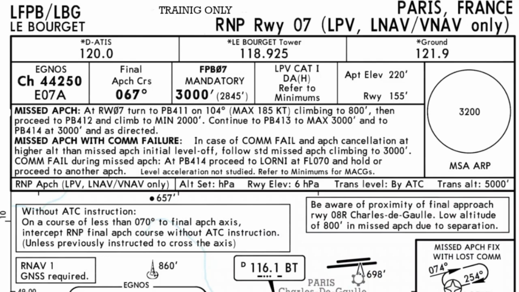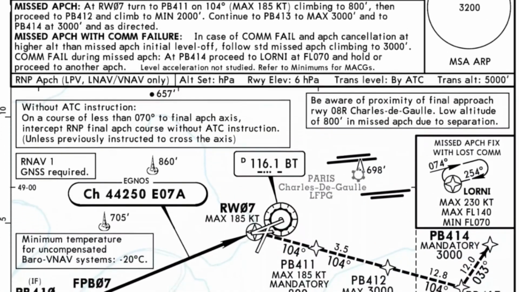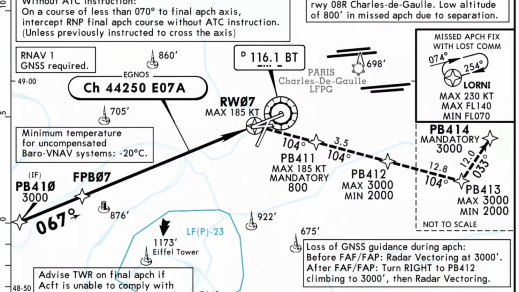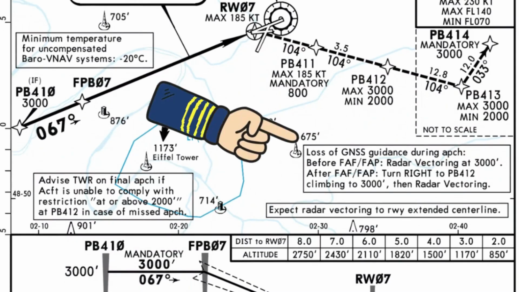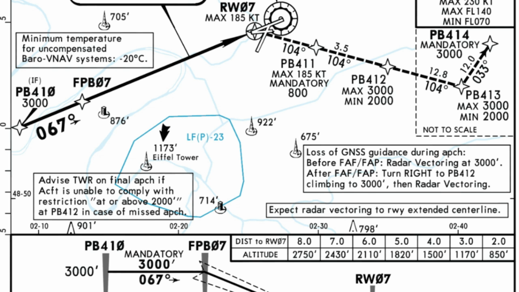What is interesting about this procedure is that normally the captain has to determine the course of action should the navigation system be lost? But here there is a box that tells you what to do if you lose navigation capability before the final approach fix or point, and what to do if you lose navigation capability after the final approach fix or point, which is navigate direct to Papa Bravo 412.